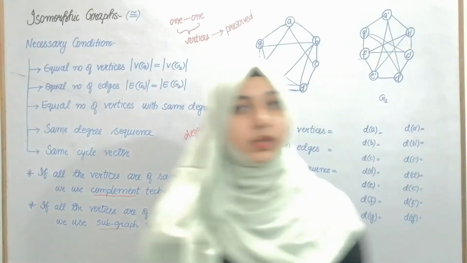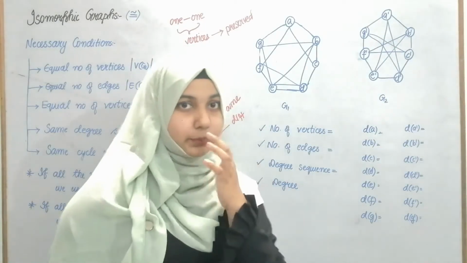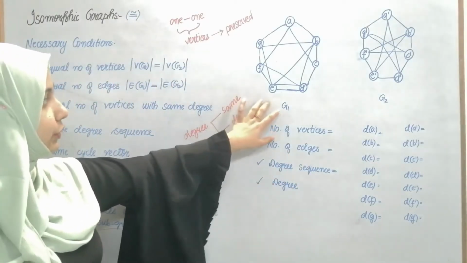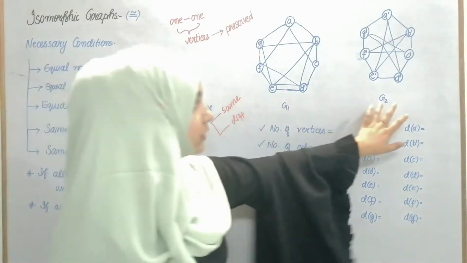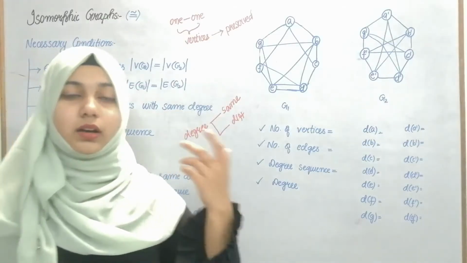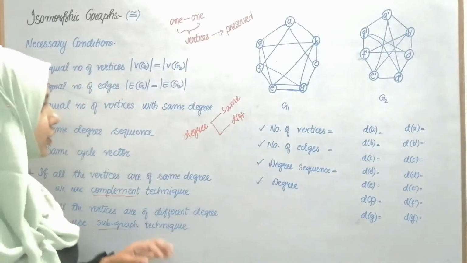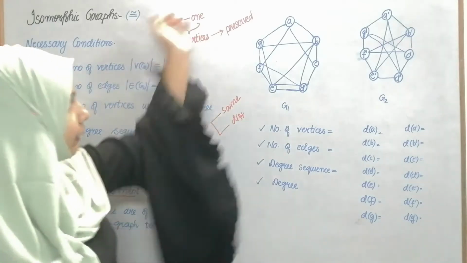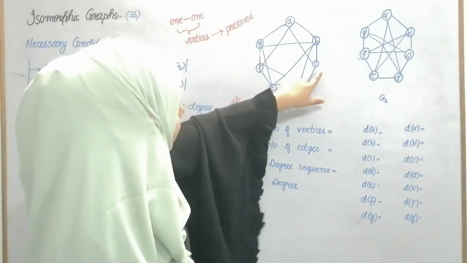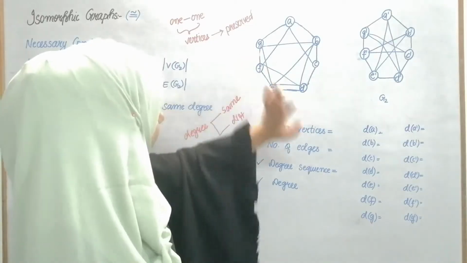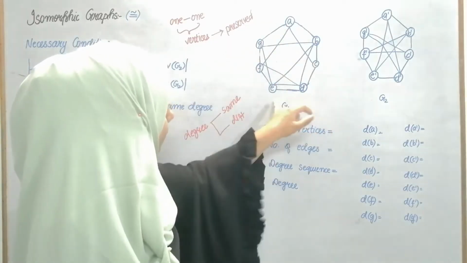Now, let's see this with an example. Suppose this is an example given to you. Suppose this is your graph G1 and this is your graph G2, and it is asking you to show whether the graphs are isomorphic or not. Let's go with the conditions first. Let's see the number of vertices here. The vertices are A, B, C, D, E, F, G. So 1, 2, 3, 4, 5, 6, 7.